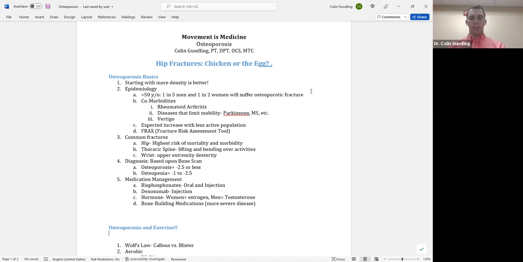So osteoporosis is something that's brought up often amongst individuals that are getting older, especially, or with significant comorbid conditions. Sustained use of steroids, oral steroids and things, can increase your risk for it. But the real key to understand is that starting with more bone mineral density is better. So unfortunately, what we lay down in our developmental years is pretty much what we have.